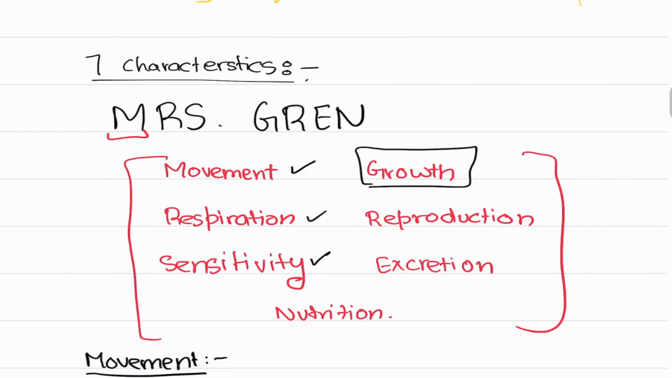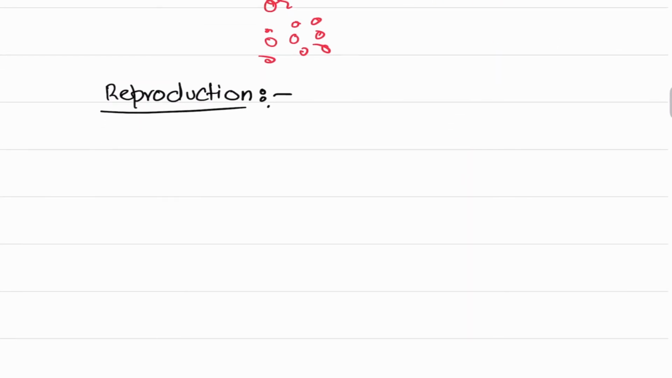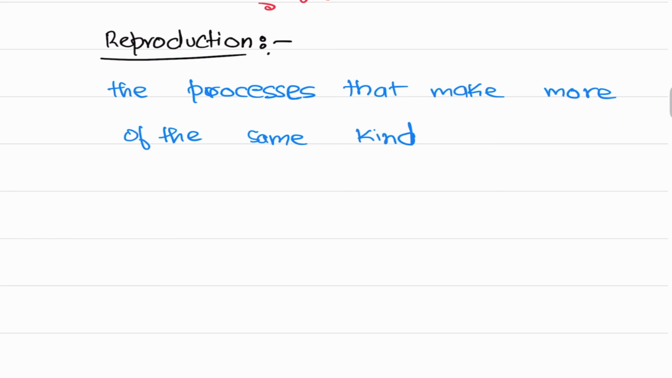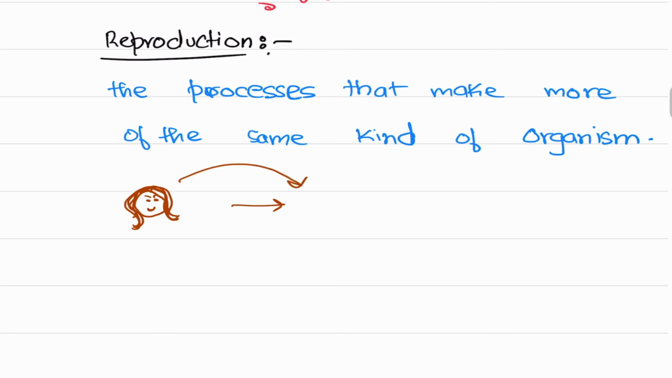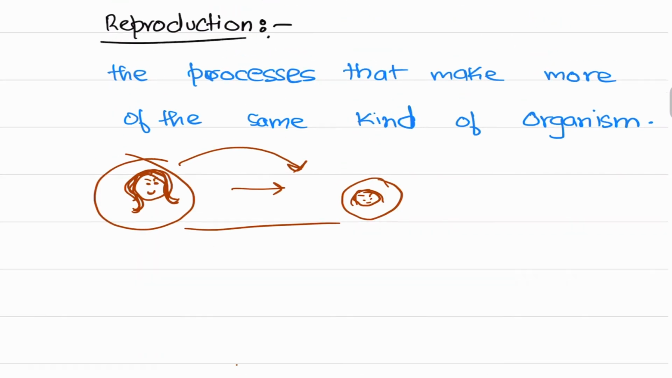Now we are done with growth as well. We have reproduction. Now I'll tell you its definition. It is the processes that make more of the same kind of organism. For example, this is a woman, and then she will make the same copy. This same-to-same copy is known as reproduction, to make copies of the same organism, right? This is known as reproduction.